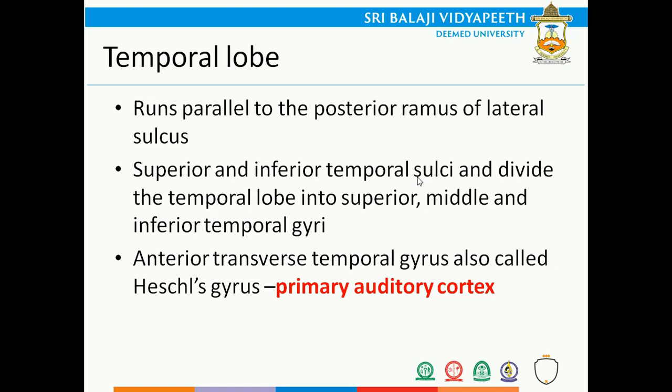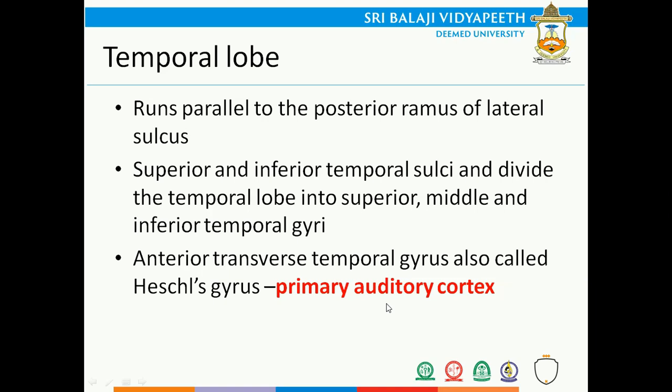Similarly, the temporal lobe is also divided into three gyri. What are they? The superior temporal gyrus, the middle temporal gyrus and the inferior temporal gyrus. The anterior transverse temporal gyrus is also called Heschl's gyrus. This is to be remembered. The anterior transverse temporal gyrus, Heschl's gyrus, is concerned with the primary auditory cortex.